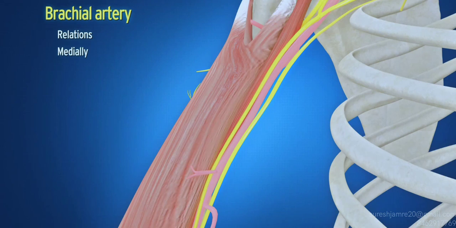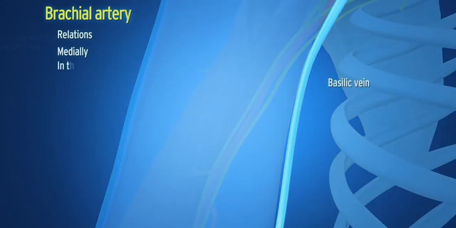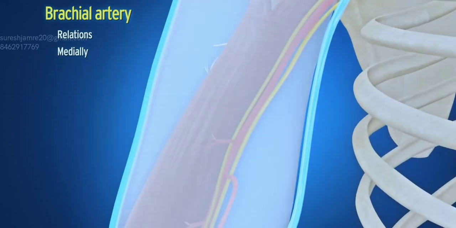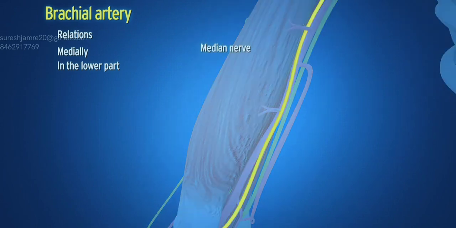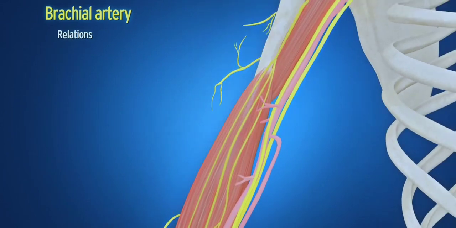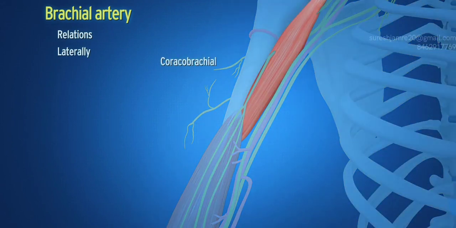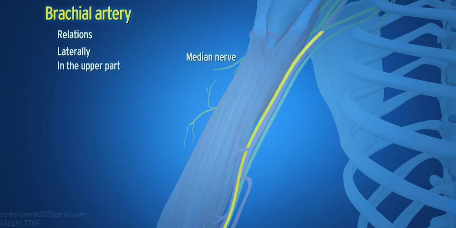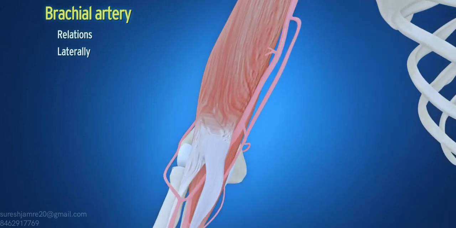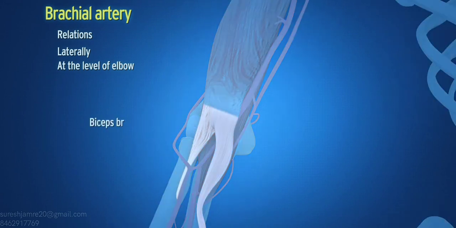Medially, it is related to ulnar nerve and basilic vein in the upper part. In the lower part, it is related to the median nerve. Laterally, it is related to the coracobrachialis, biceps brachii, and median nerve in the upper part. And at the level of the elbow, it is related to the biceps brachii tendon.